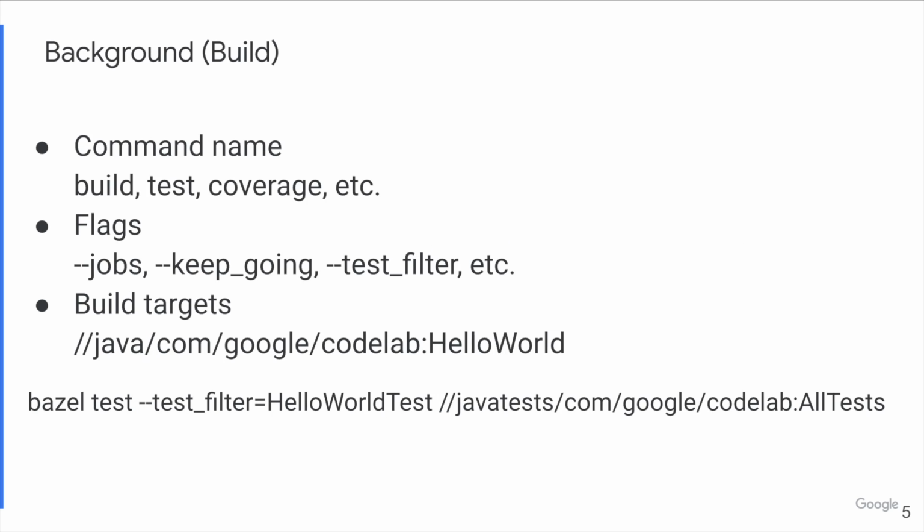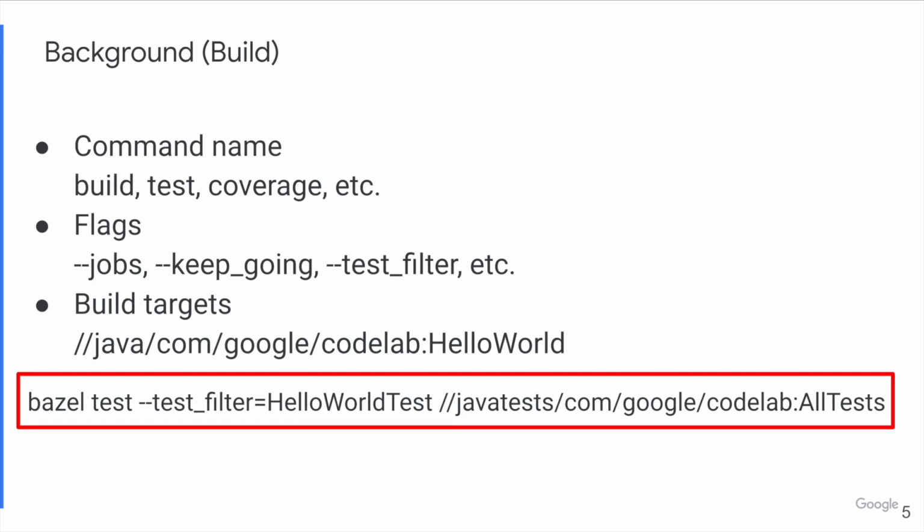A build contains the command name, for example, build or test or collect coverage, followed by flags. For example, you can specify --jobs, which means the max number of concurrent executors a build can use. There are other flags as well. And finally, you need to specify the build targets. For example, you can specify a hello world target. Internally, Google uses Bazel as the build tool. To combine all the command name, flags, and build targets together, a concrete build command would look like this.